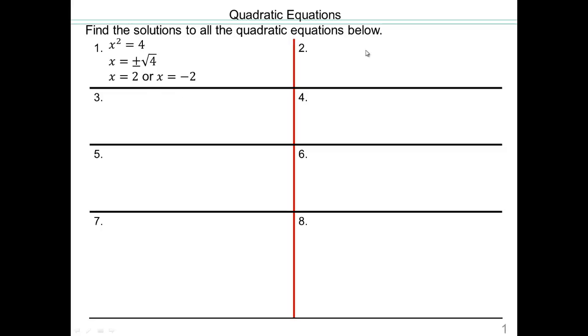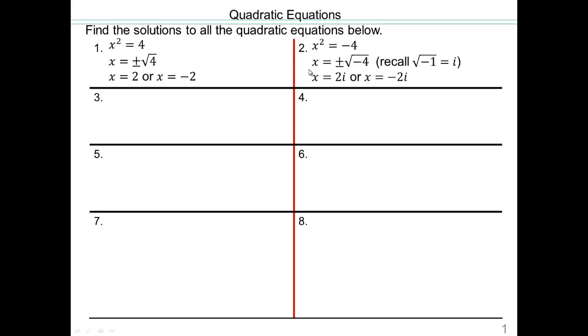Now let's take a look at x squared equals negative 4. How are you going to do that? Well, you can do the same thing, plus or minus square root of negative 4. But do you remember what the square root of negative 4 is? Square root of negative 1 is i, so square root of negative 4 is 2i. And so you're going to have x equals 2i or negative 2i.